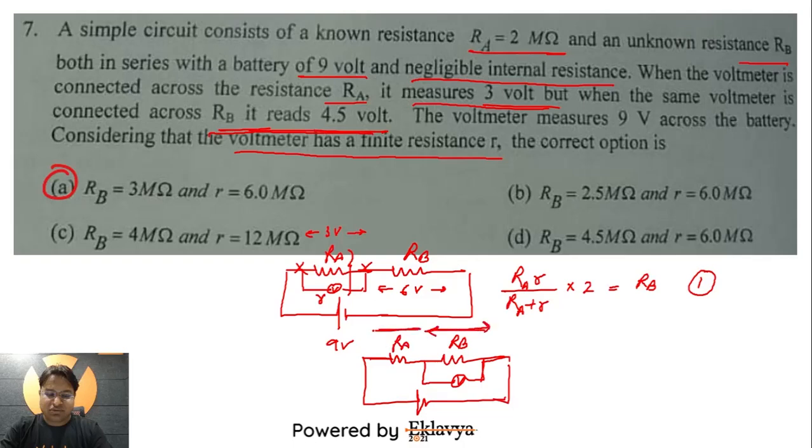So 4.5 volt will be the voltage drop across RA also, because the total EMF is 9 volt, which would mean that RA is equal to the equivalent of these two, which would be written as RB into R upon RB plus R. So this will become your second equation. On solving these equations, we'll get the values of RB also and small r also. Like, we intend to find the value of RB and small r.